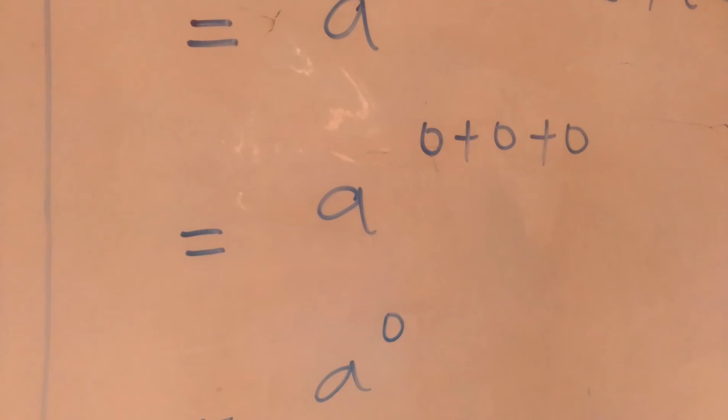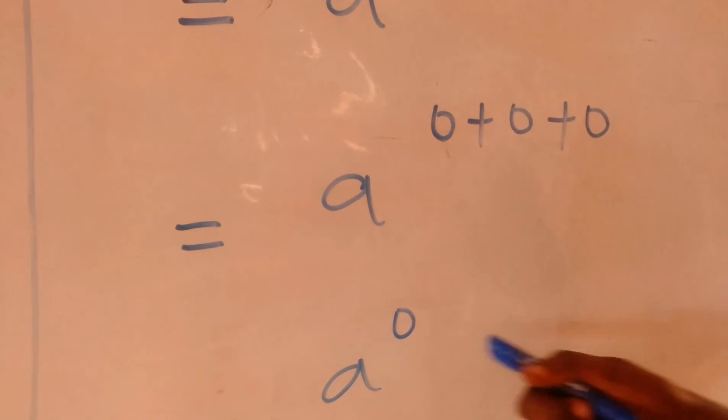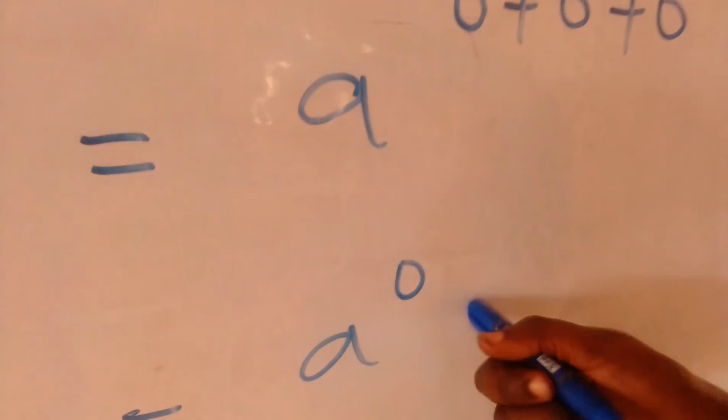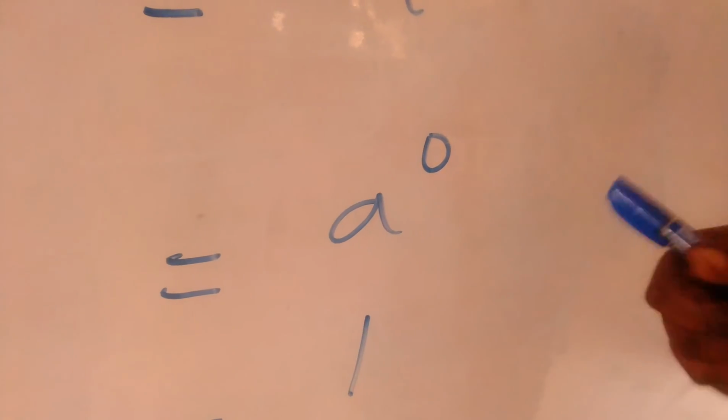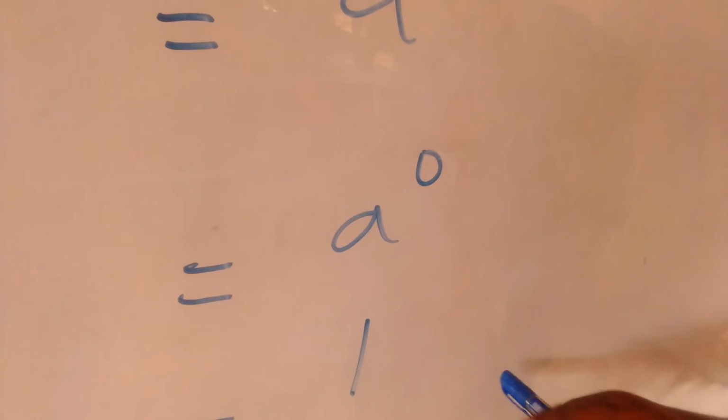And any number in mathematics raised to power 0, except 0 itself, will give us 1. 1 million raised to power 0 will give us 1. 1 billion raised to power 0 will give us 1. 8 raised to power 0 will give us 1. Any number in mathematics raised to power 0, except 0 itself, will give us 1.